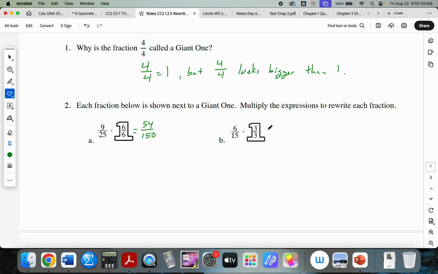All right. So this is equal to 6 times 3 is 18. 3 times 15, 45. So you can write new fractions by multiplying by a giant 1.